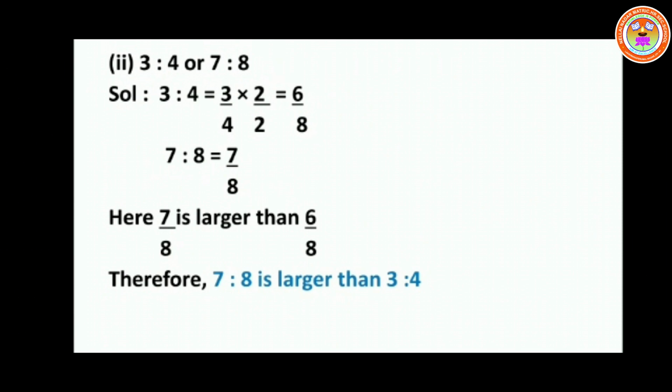Why is it larger? You have to compare both the fractions. The denominator is the same, so you have to look at the numerator part. You all know what is the denominator and what is the numerator. Yes, no, children? The number which is present on the top is the numerator, and the number below the division symbol is the denominator. Okay. Now 7/8. So 7 is the larger number. So you can write 7/8 is larger than 6/8. Therefore 7:8 is larger than 3:4.